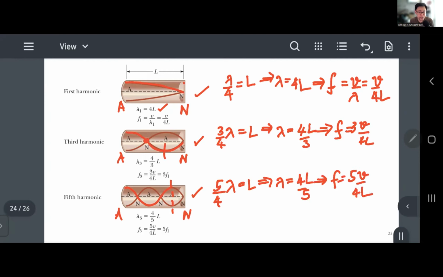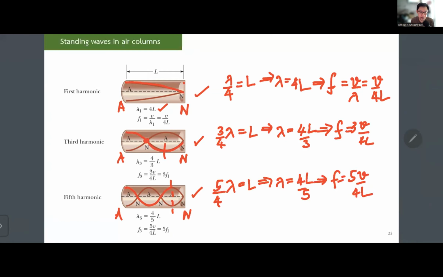And now you start to see the sequence. The next one must be 7, then 9, then 11. So it's going to be an odd multiple of lambda over 4 equal to the length of the tube. And from here, you can calculate the frequency. And that's it. You are done.